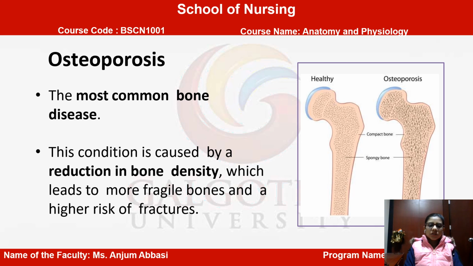So osteoporosis is the most common bone disease. We can say it is caused by a reduction in bone density, which leads to more fragile bones and a higher risk of fracture.